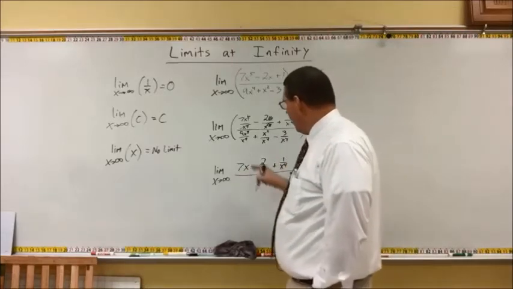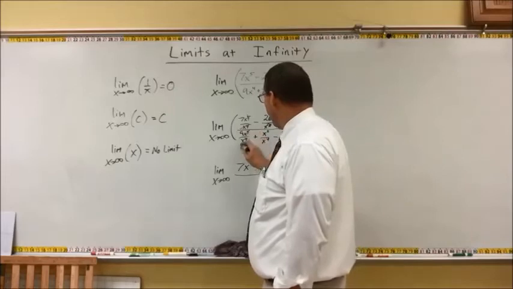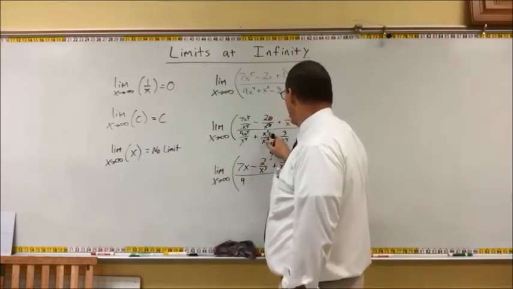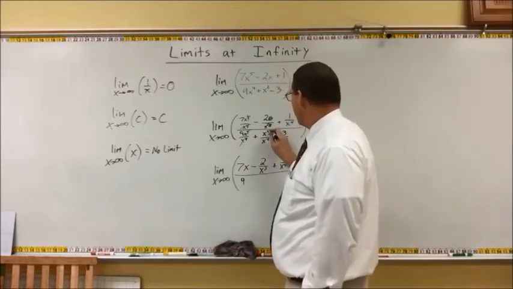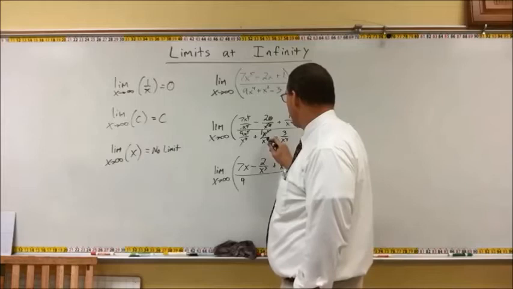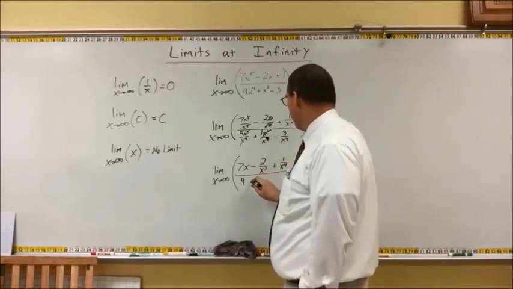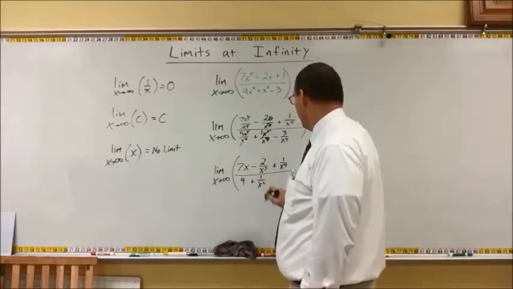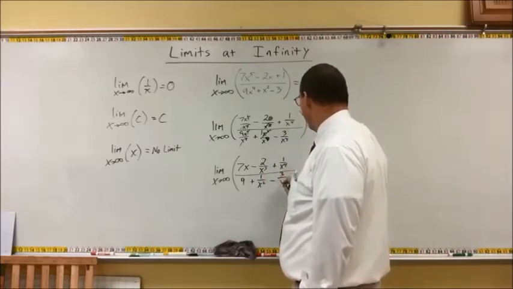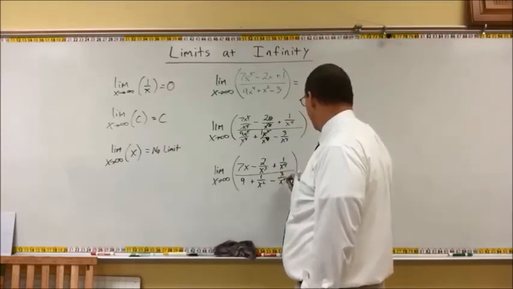Over 9x to the 4th divided by x to the 4th is just 9. And then x squared divided by x to the 4th, that cancels the x squared, leaving a 1. And it gets rid of 2 of the x's down here, leaving x squared. So we have plus 1 over x squared. And then this, we can't cancel anything. We just have minus 3 over x to the 4th power, right?